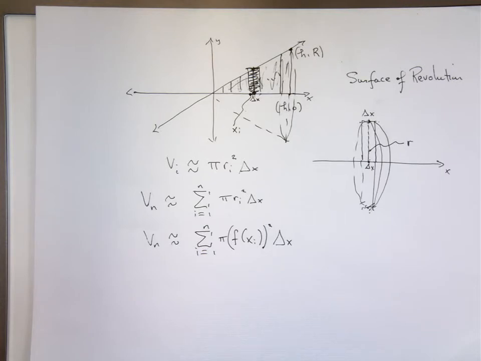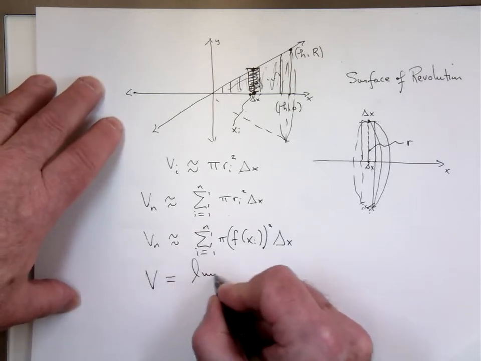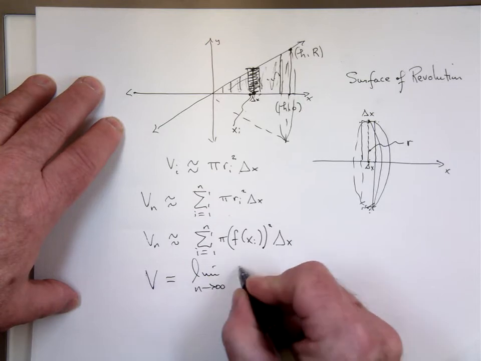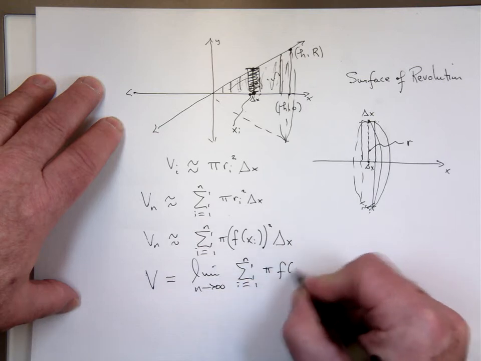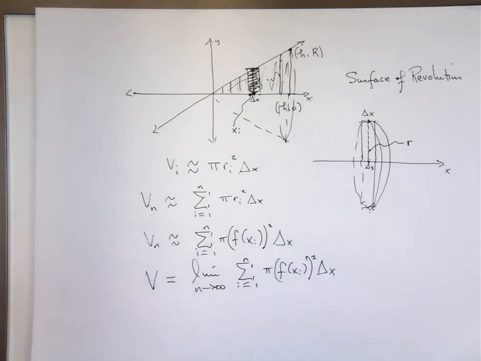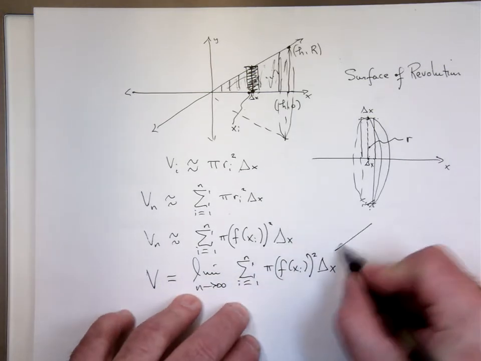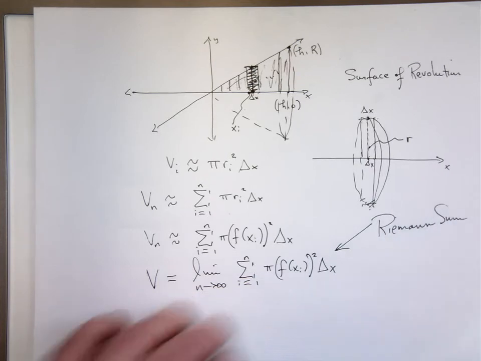Okay, good. Well, we can get better and better approximations by taking more and more rectangles, by letting delta x go to 0. We can get the exact volume by taking the limit as n goes to infinity of this sum, of all these. This is a Riemann sum. It has the form we need.